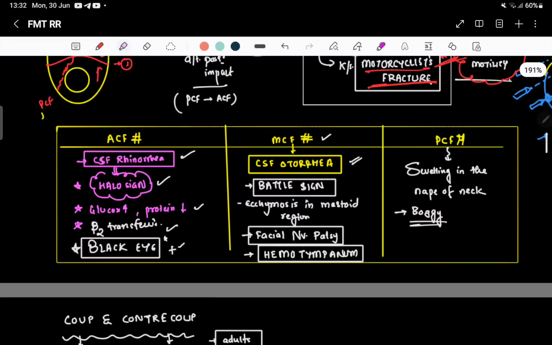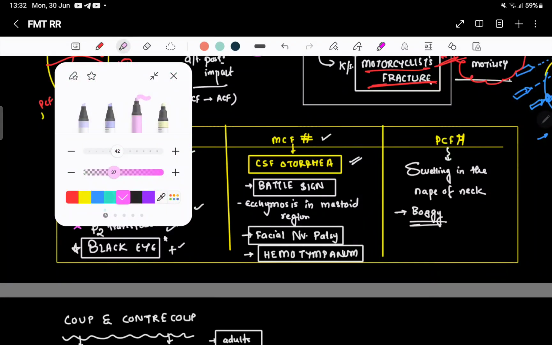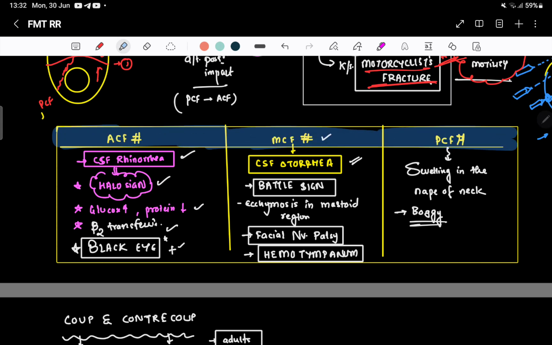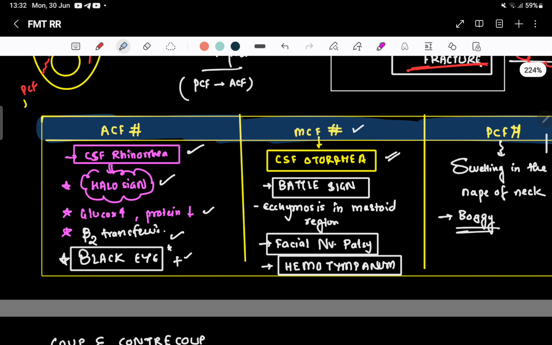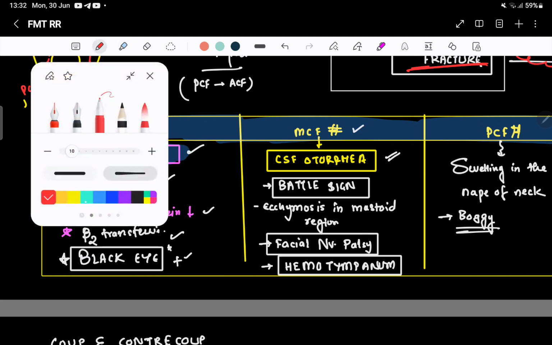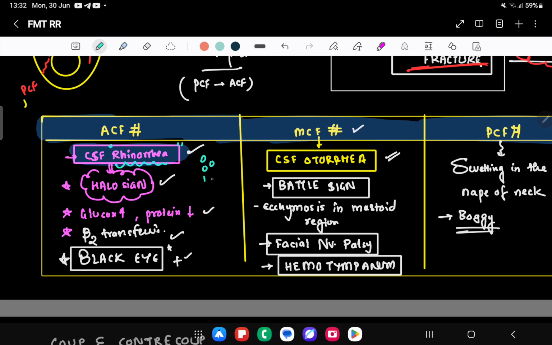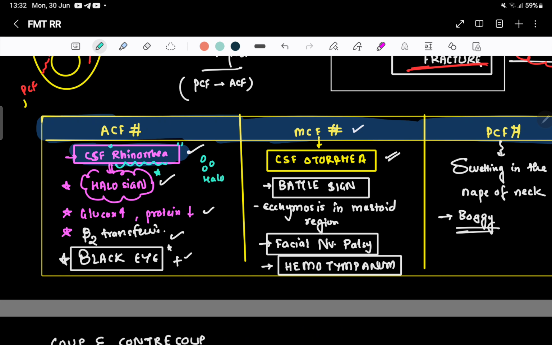Let's discuss the characteristic features of fractures: anterior cranial fossa fracture, middle cranial fossa and posterior cranial fossa. In anterior cranial fossa fracture, we have CSF rhinorrhea. CSF will leak from the nose, through the nostrils. It looks like dew drops or a halo, so it's called the halo sign.